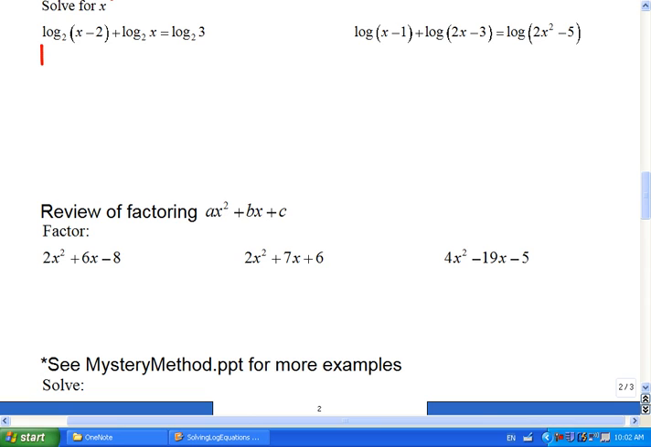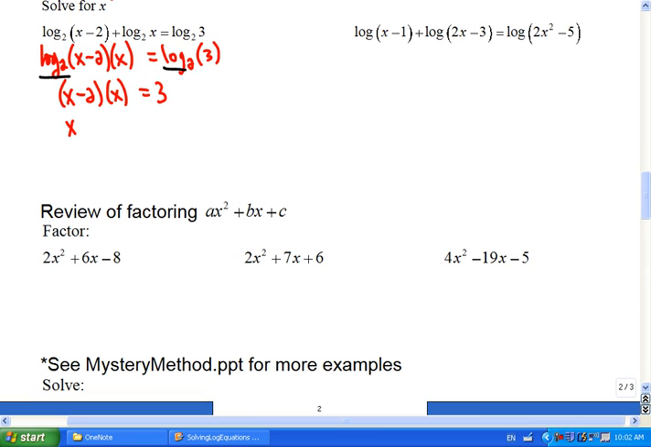Okay, so hopefully you've got your work. You can check it over against what I've got. So I'm going to use the log law for multiplication first. And now I've got log base 2, log base 2. So that means I could rewrite this as x minus 2 times x equals 3.